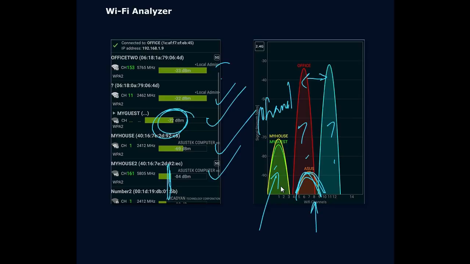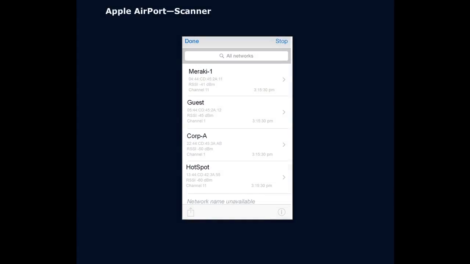ACES Tech. So that might be a neighbor. This is your office because the signal is much stronger than maybe your other office AP. Signal's really strong. These are probably neighbors. But what we're doing is we're analyzing the different spectrums and who's occupying what and where, so we know where there's interference.